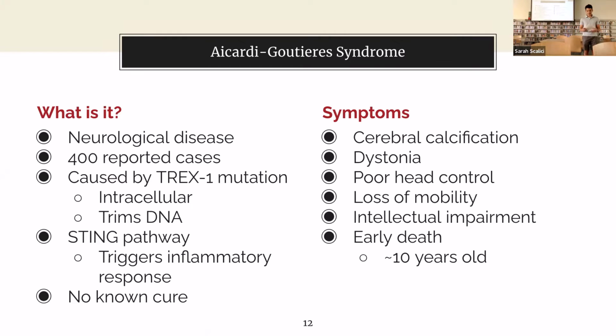It produces an intracellular protein, meaning that it stays within the cytosol and is not excreted. The function of the enzyme is to trim DNA in the cytosol. When the gene doesn't work and these DNA fragments are loose, it triggers the STING pathway. This then triggers an inflammatory response that affects the brain. The disease is truly awful, and it causes uncontrollable jerking known as dystonia, poor head control, loss of mobility, and severe intellectual impairment. Patients usually die by their tween years.